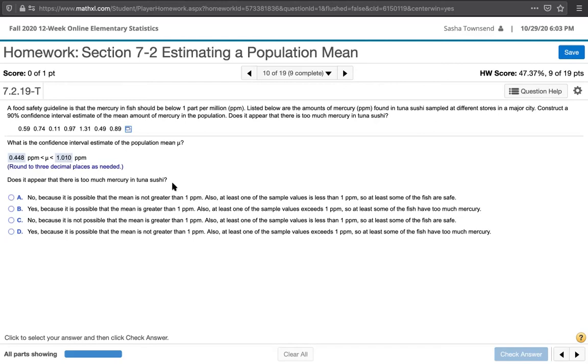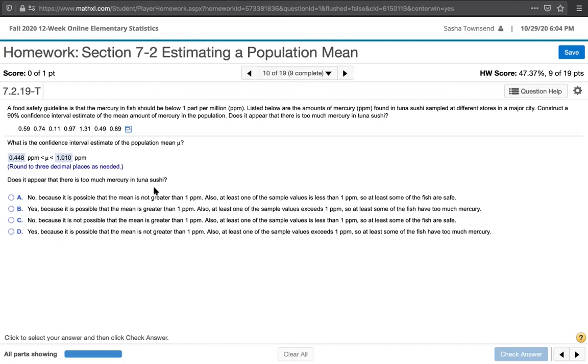Yes, it does appear that there's too much mercury in the sushi, because the mean amount of mercury in the sushi is supposed to be lower than 1 part per million. And it looks like there is a possibility that the mean could be above 1 part per million. So we're going to say the answer is no. And it's because it is possible that the mean is not greater than 1 part per million. Also, at least one of the sample values is less than 1 part per million. So at least some of the fish are safe.